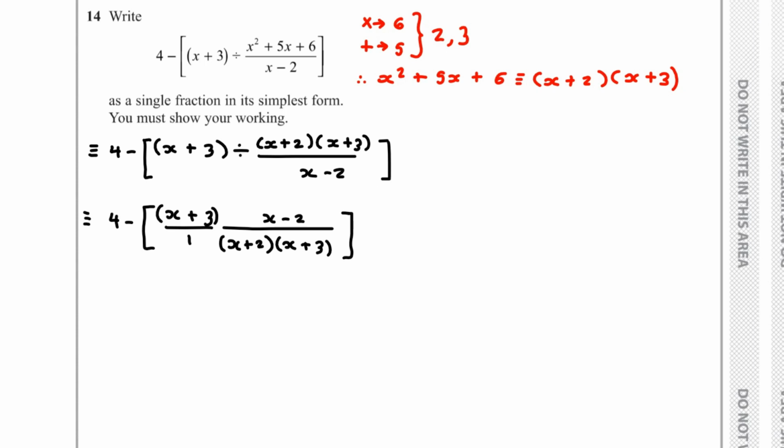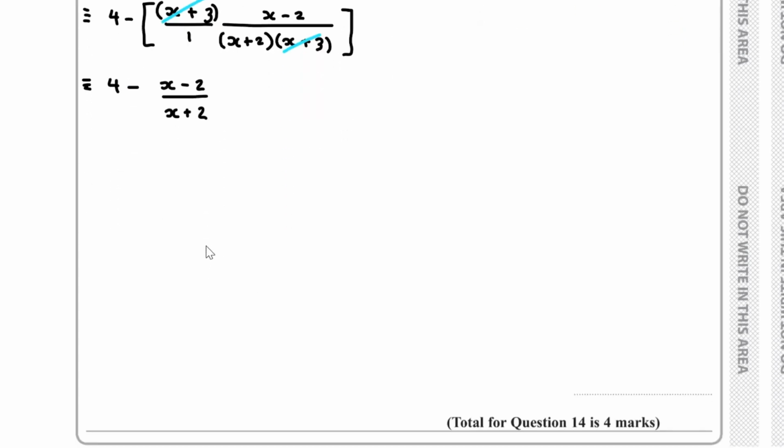And what you'd find is the x plus 3's cancel. So here we have 4 minus (x minus 2) over (x plus 2). And now we need to write this as a single fraction.